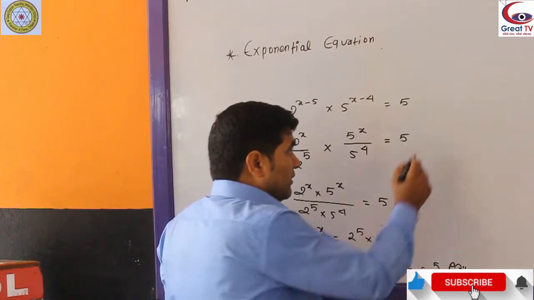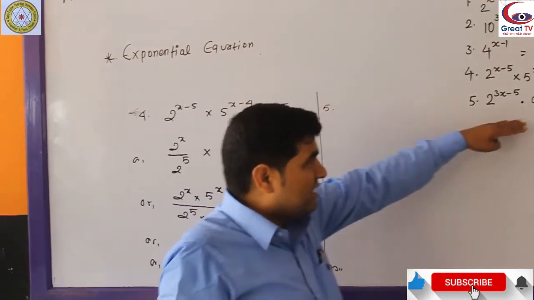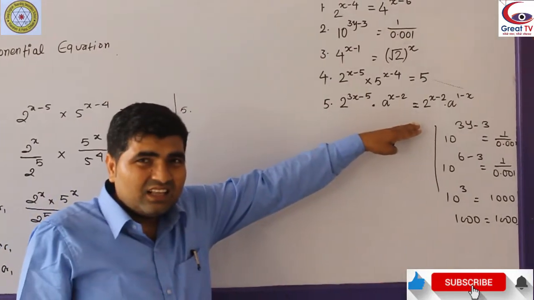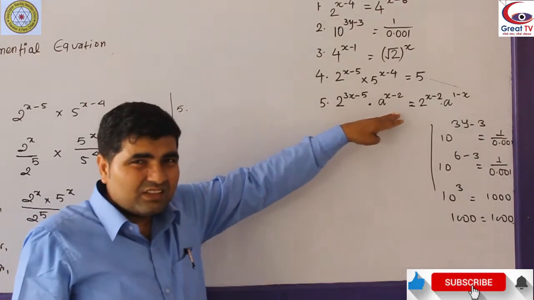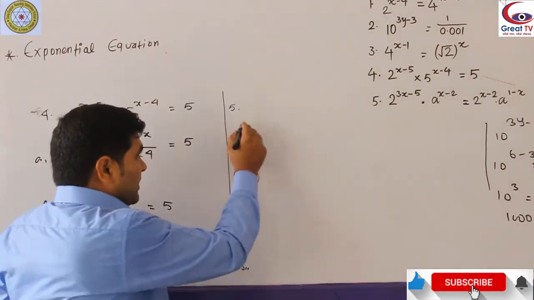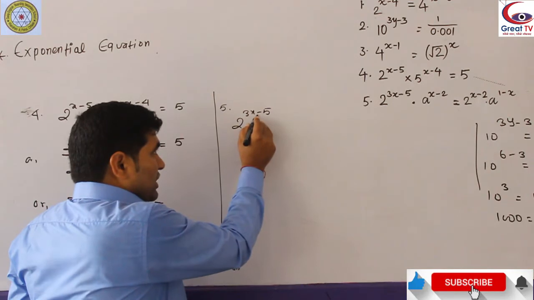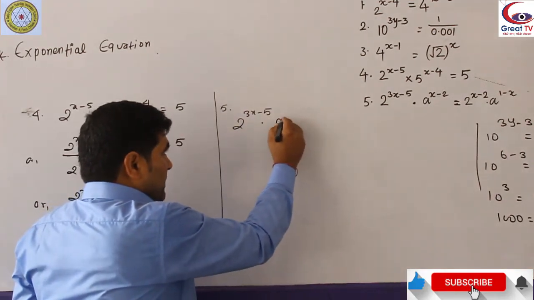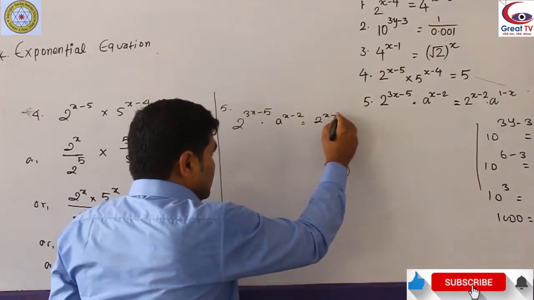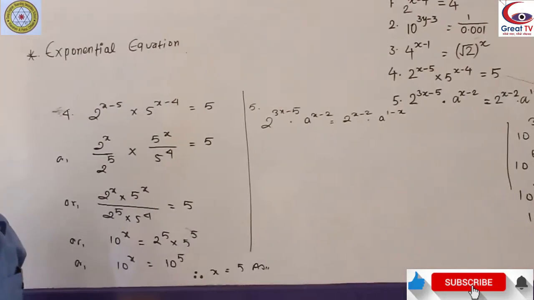Okay, now finally question number 5. This is a somewhat difficult numerical. It is maximum repeated in exams, in SSC also. So please be conscious. 2^(3x-5) times 8^(x-2) equals 2^(x-2) times 8^(1-x).